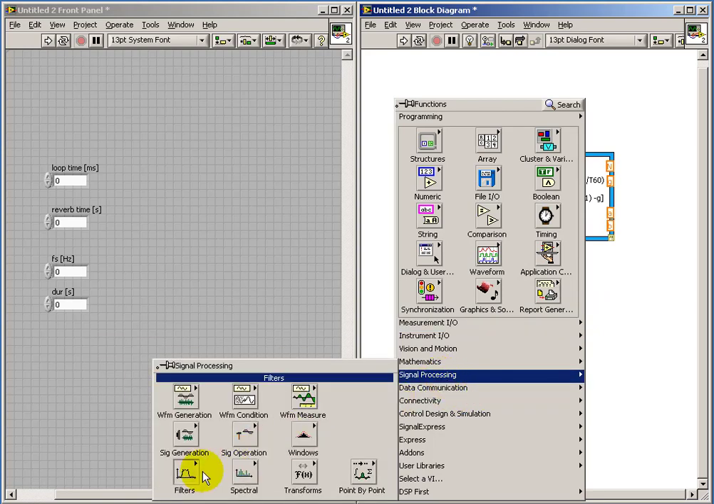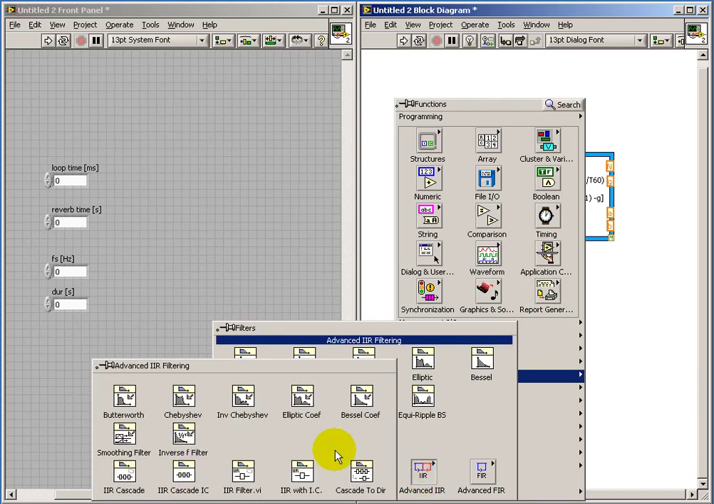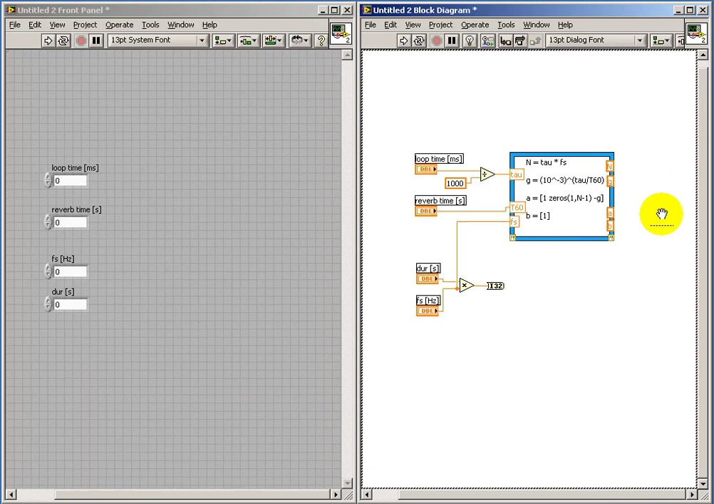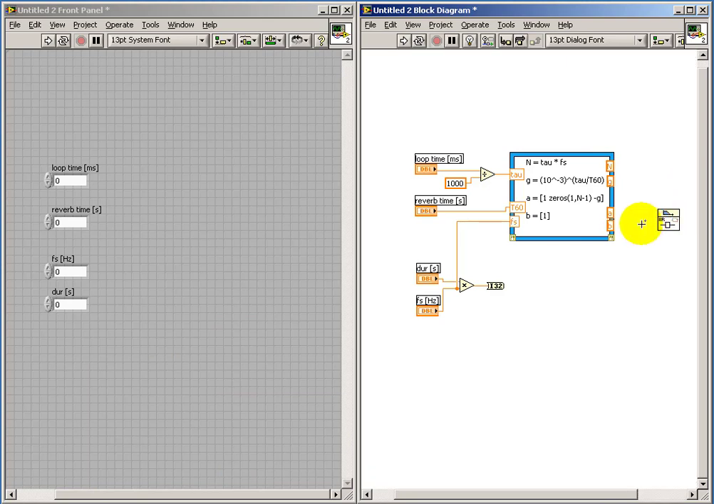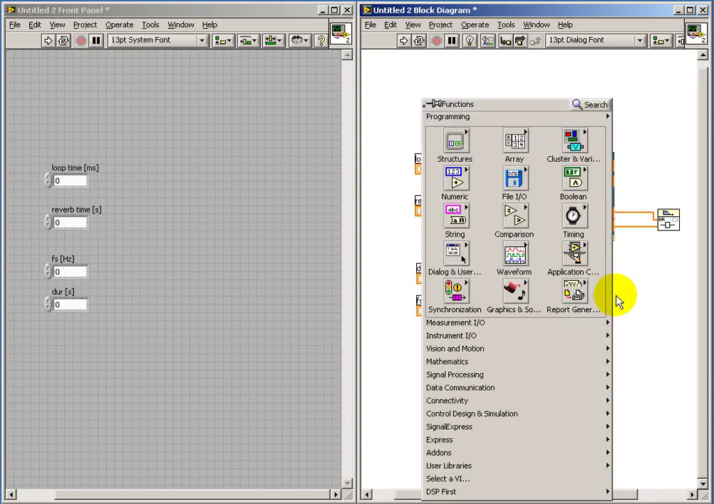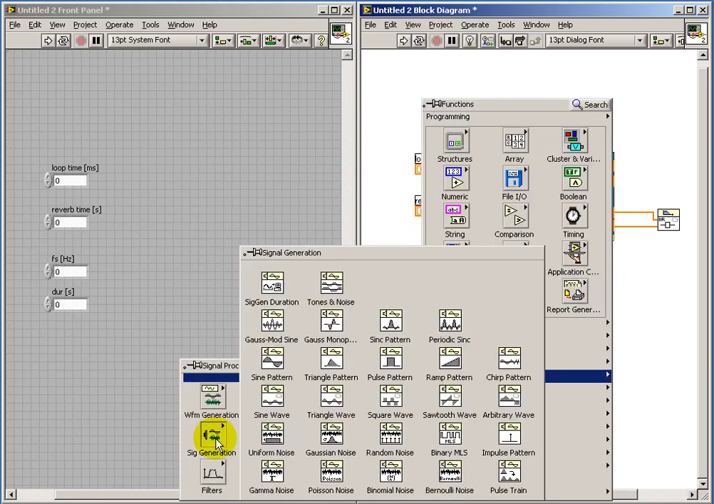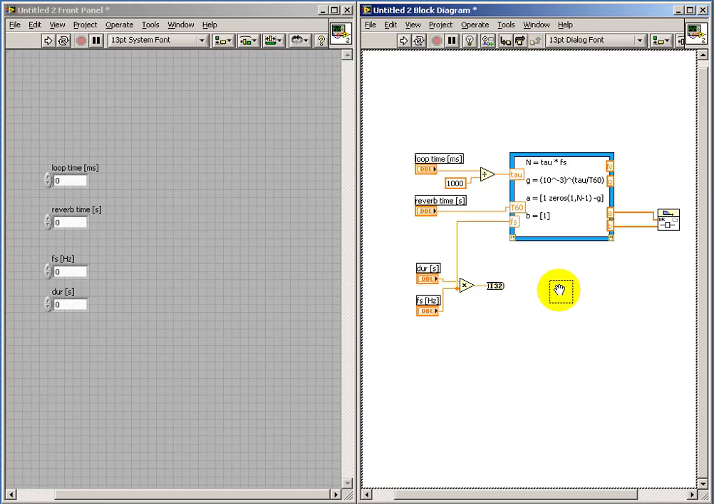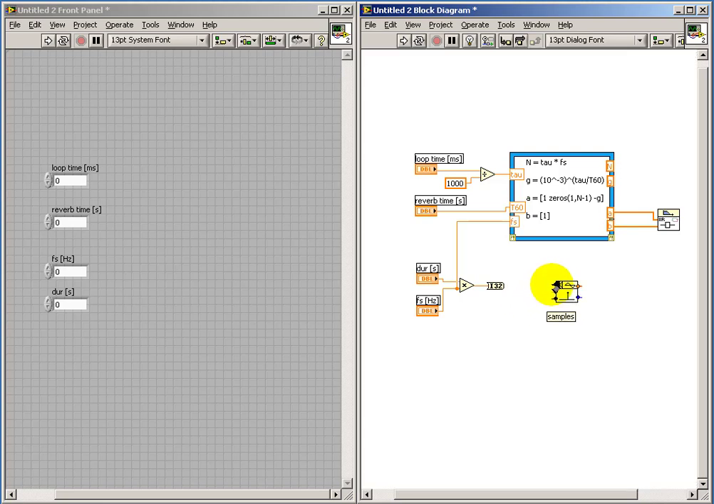Look under signal processing and then filters and then advanced IIR. And we have the coefficients attached like that. And at that point, the filter really is ready to go. We also have an impulse source available. That has a number of input parameters to specify. So I'll specify the total number of samples to generate. The output goes directly to the comb filter structure.